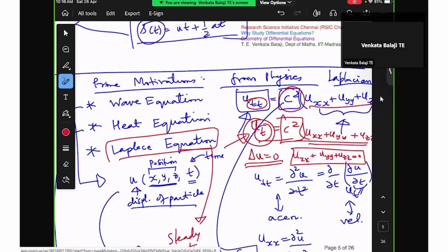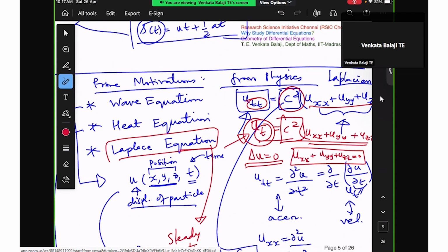C squared is a physical constant. Therefore, Laplacian 0 means what? Steady state. You just take a hot plate, and at the boundary you put some temperature and let it go. You maintain the temperature at 100 degrees on the boundary. Hot metal plate, let it go to infinity. You get steady state.